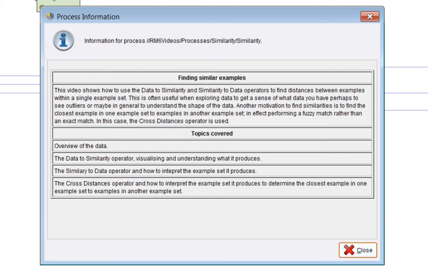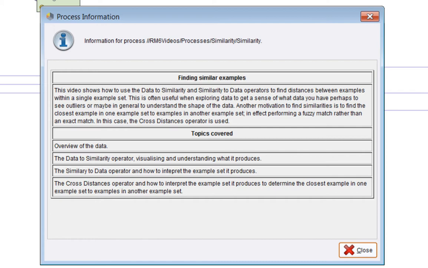This video is about finding similar examples. The video uses the data to similarity and similarity to data operators to find distances between examples within a single example set. This is often useful when you're exploring data to get a sense of the data you have, perhaps to see outliers, or maybe just in general to understand the shape of the data.